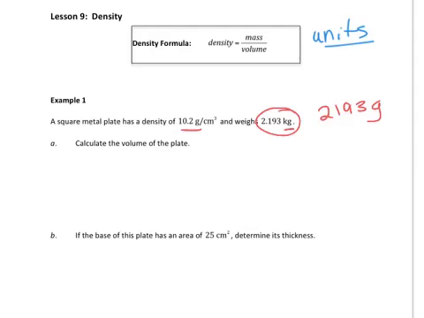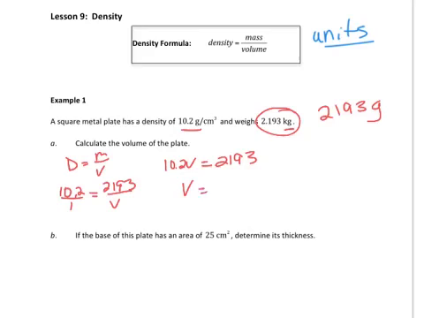We want to find the volume of the plate. So we know density is mass over volume. So we have 10.2 over 1, and that's equal to 2193 over volume. Cross multiply, and we're going to divide by 10.2, and our volume ends up being 215 cubic centimeters. Again, it's important to match the units.